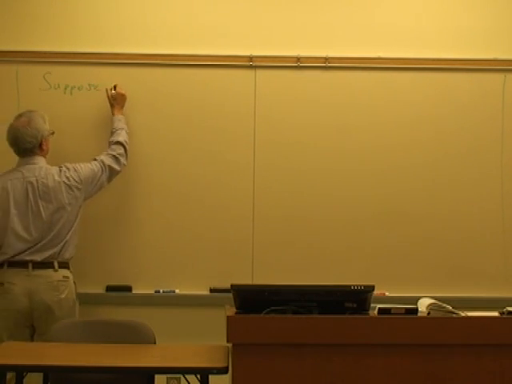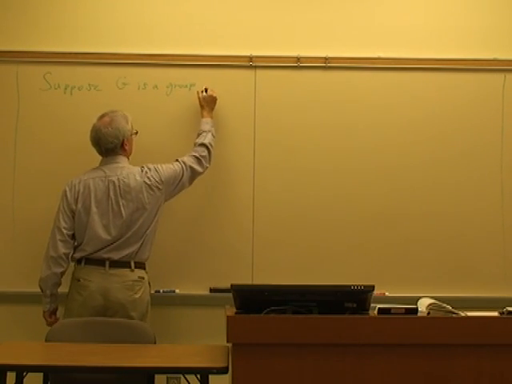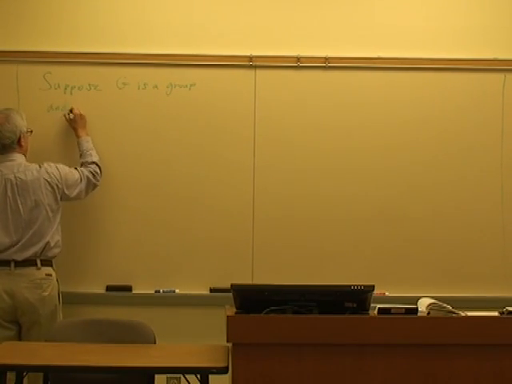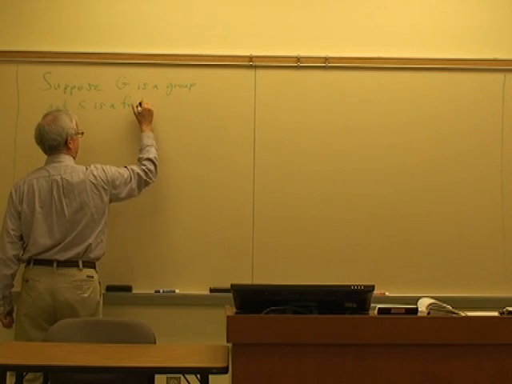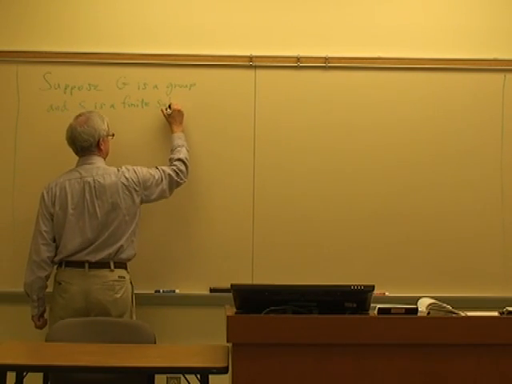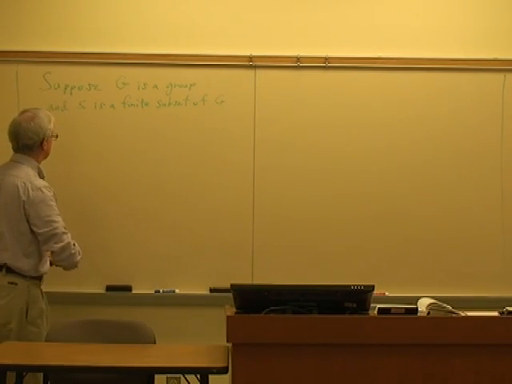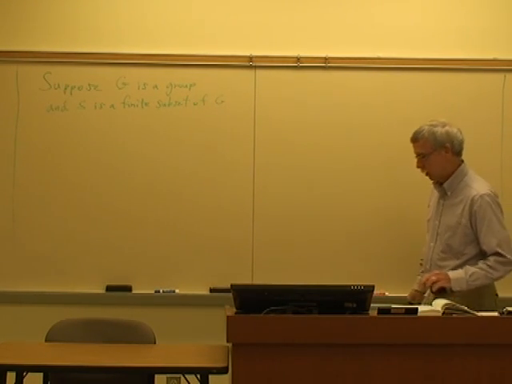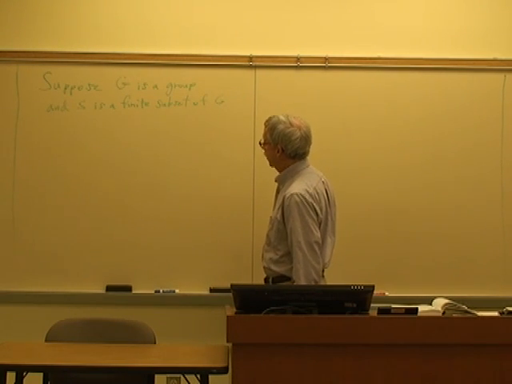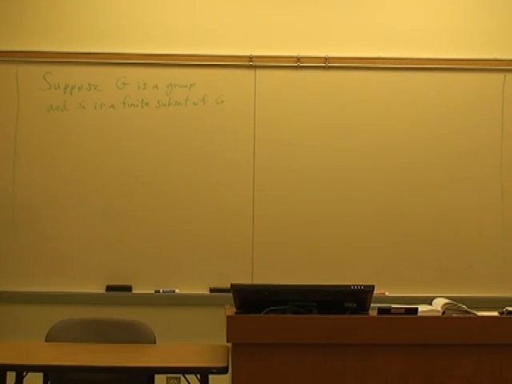Suppose G is a group, and S is a finite subset. There's a huge difference between finite and infinite. Finite makes things trivial sometimes. Finite means, right, not infinite, less than the total number of integers, right? So 50 elements, 100 elements, 1,000,000 elements, but some finite number.